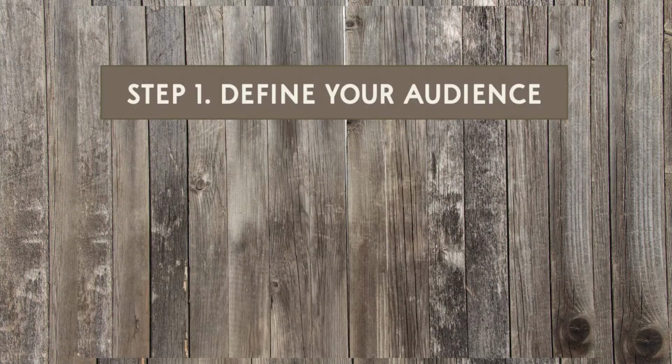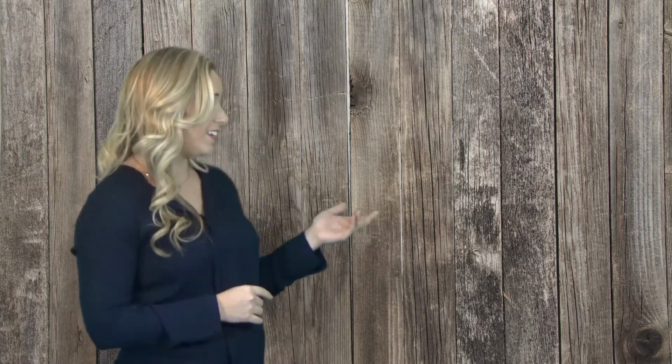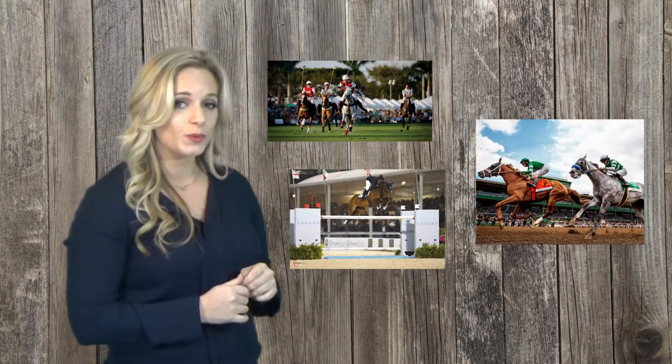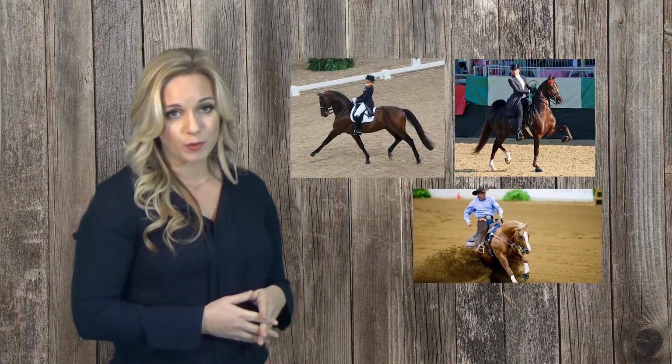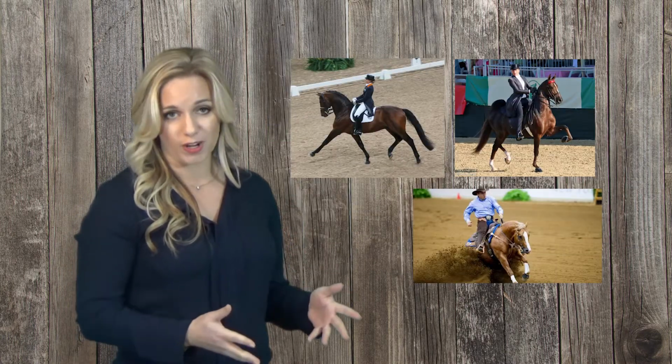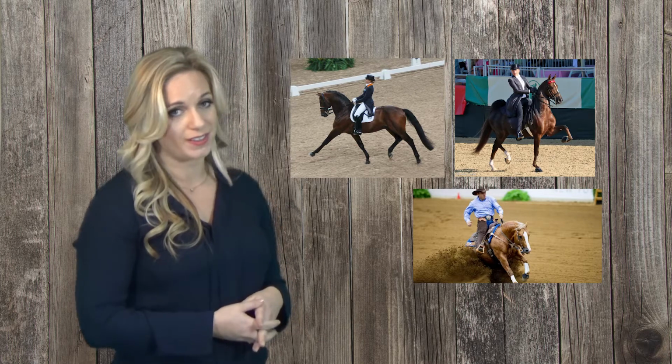First, you need to define your audience. When it comes to equestrian sport in the US, there are actually 18 different types of riding that we refer to as disciplines. As you can see, there are distinct visual differences between each of these disciplines, and some equestrians will choose to do more than one. So be sure to do your research on this step.